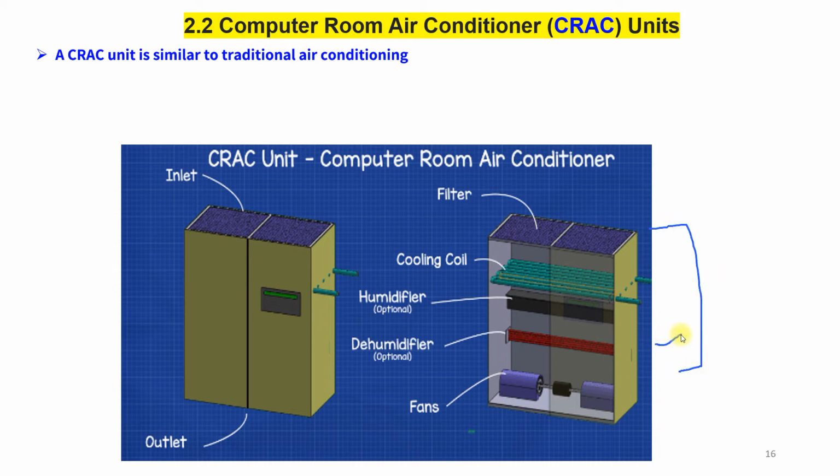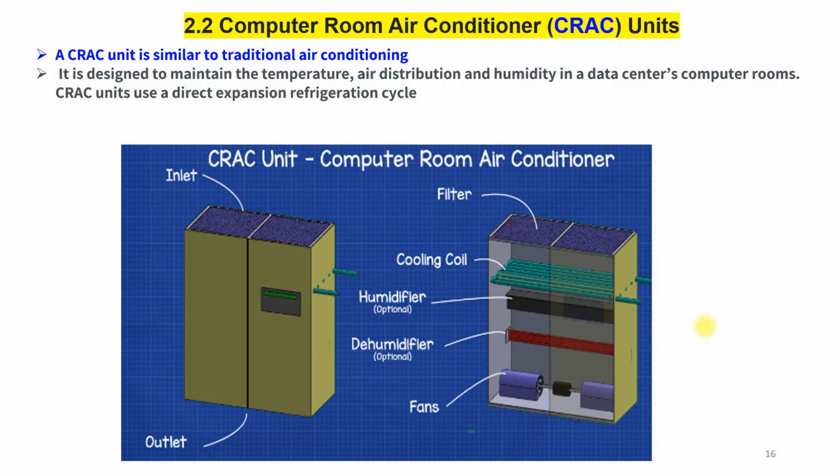For a small data center, we can use the CRAC unit, and it is designed to maintain temperature, humidity, and air distribution using a direct expansion refrigeration cycle. It has to maintain pressure in the floor because the lower floor should be kept at a high pressure.